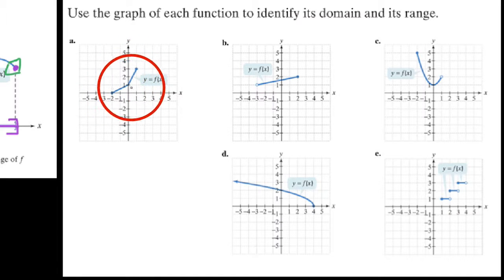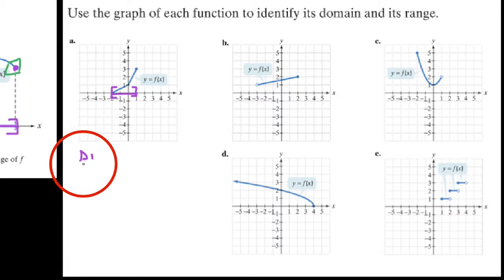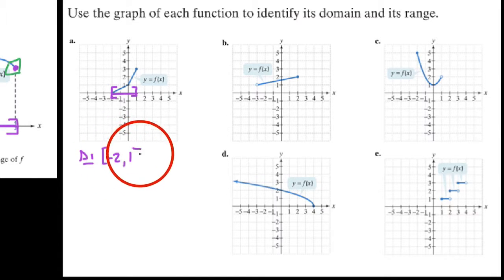Because we have closed dots on the endpoints of this interval, we could say that the domain is going to start at -2, including -2, and go up to 1. And we'll just write this in interval notation. As a matter of fact, that is desirable. So we say the domain is -2 up to and including 1.